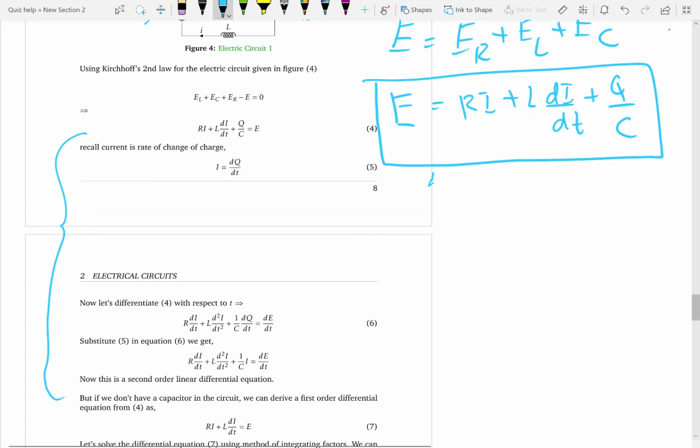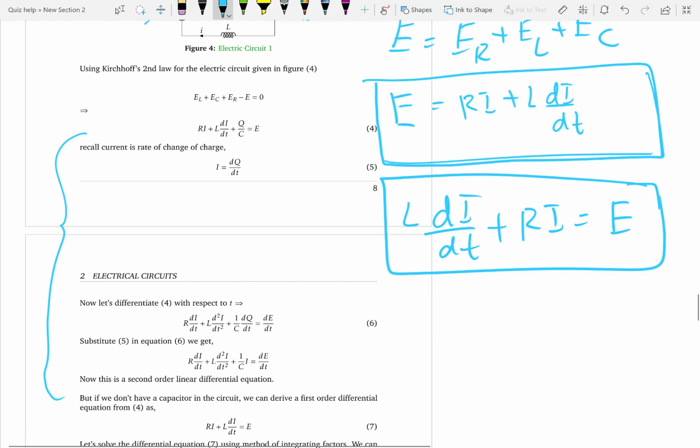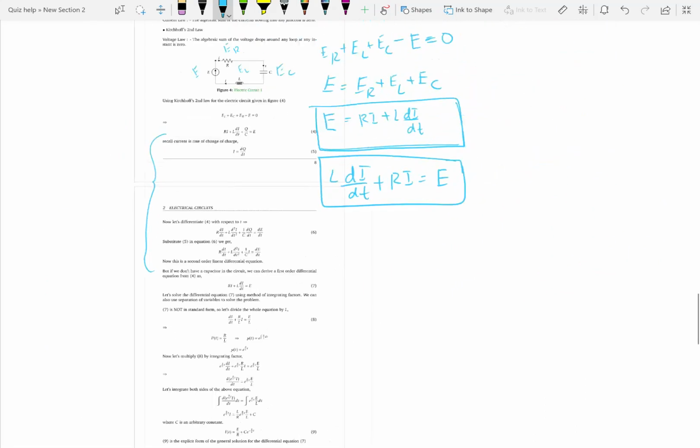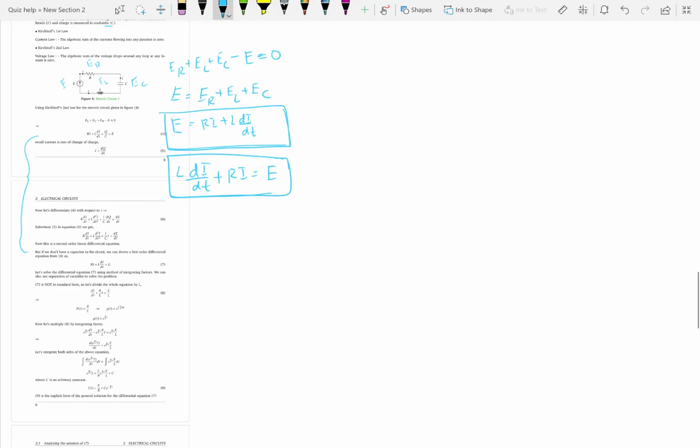Okay, I suggest you read it. But from this model, let's say we don't have a capacitor. If we don't have a capacitor, we don't have this Q over C term, and then we get a first order differential equation. So the differential equation is L times di over dt, the rate of change of current, plus R times I is equal to E. So this is the equation for a simple circuit where you don't have a capacitor. Okay, all right. So now my goal in this video is to learn a method to solve this differential equation. This is a first order linear differential equation.